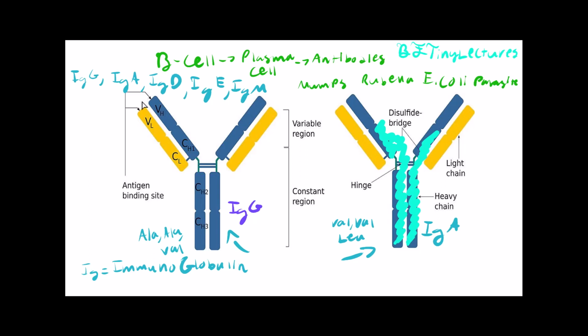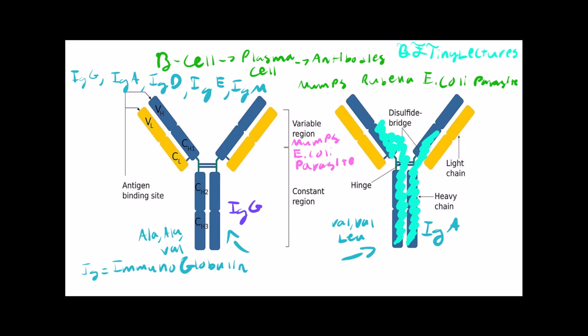And now we have to ask ourselves, what does the variable region do? Because the constant region, that tells us what we're going to be. We're going to be IgG, we're going to be IgD. But what do the variable regions tell us? That tells us what we are specific towards. So depending on the amino acids expressed here, we might be specific towards the mumps, or we might be specific towards E. coli, or we might be specific towards a certain type of parasite.